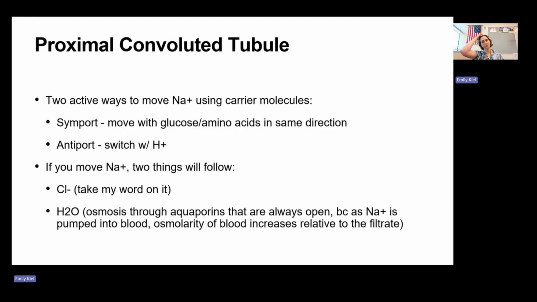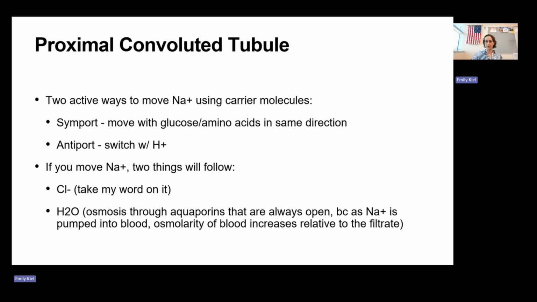So once we finish in the renal corpuscle, and we've gone through the glomerulus and that glomerular membrane, we're going to come to the proximal convoluted tubule. And there are two ways that we're going to move sodium here. We can move it in symport, meaning glucose or amino acids that might have gotten through are going to be reabsorbed, and so the sodium will just kind of go along with them, or antiport. And in that case, we're going to switch sodium for hydrogen.